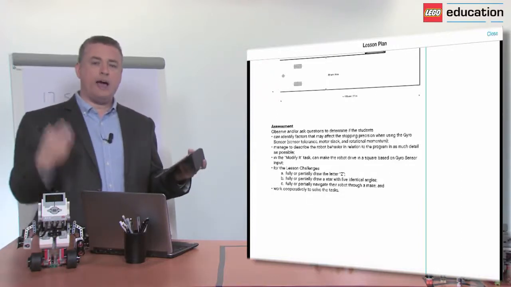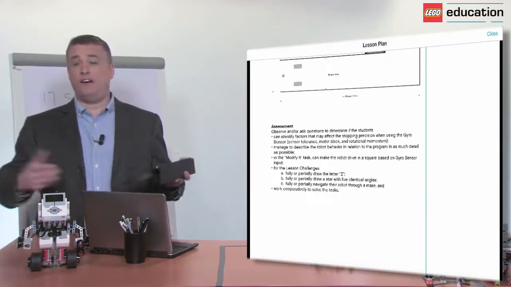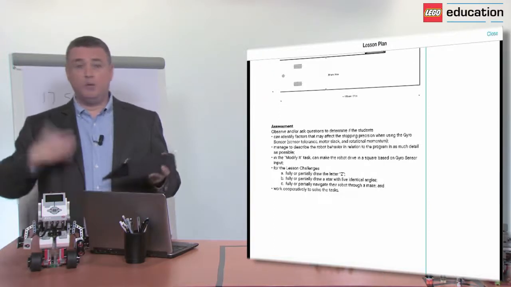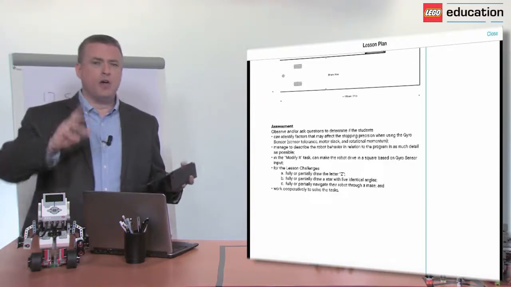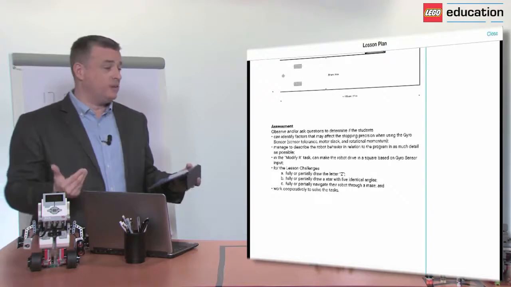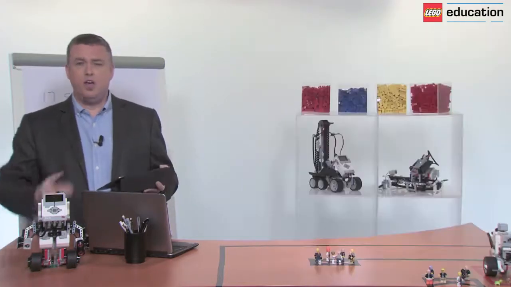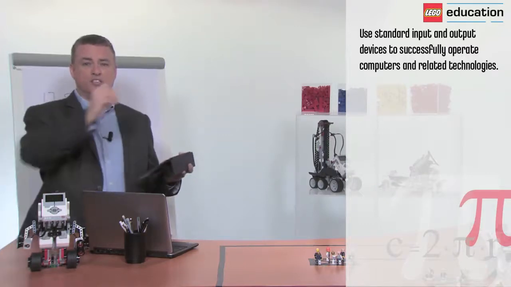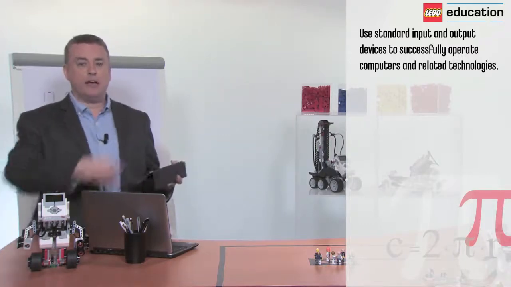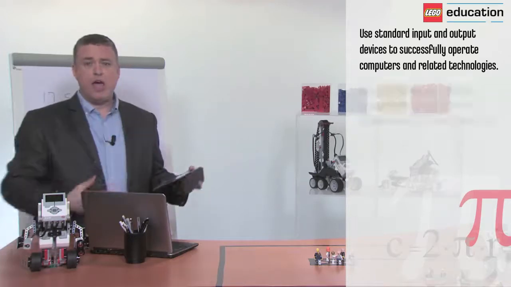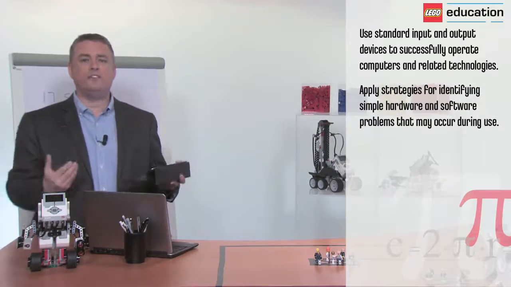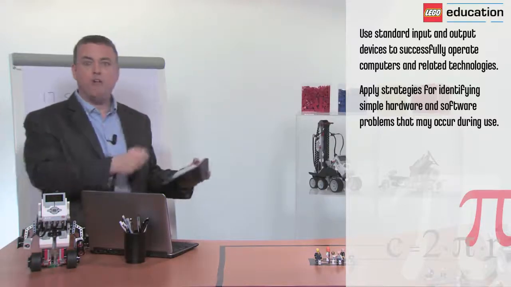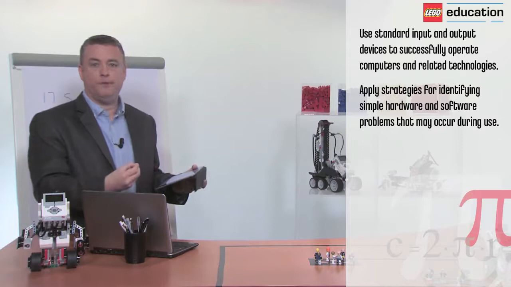Now, depending on your outcomes, the bullet list could have different areas. It could be computer science, it could be computing, it could be computer studies. For example, though, we could cover the following standards for the lesson that we've just done. We could use standard input and output devices to successfully operate computers and related technologies, yes. And we can apply strategies for identifying simple hardware and software problems. Now, with the gyro, that could have been one of those things that happened.